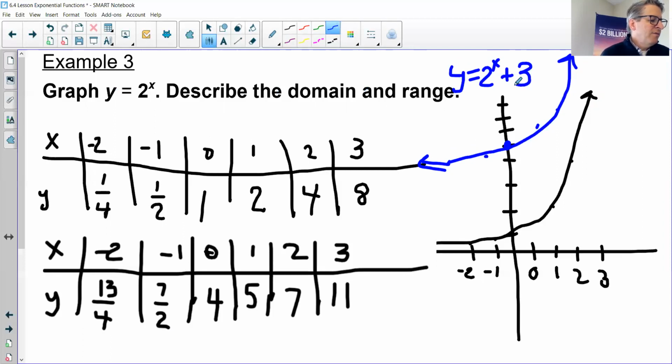So from the graph, you can see the domain is going to be all the real numbers again, and the range is numbers greater than 3. Okay, the range never gets below 3 here. And it's considered a 3-unit translation of this graph, y is equal to 2 to the x. And that's example 4.